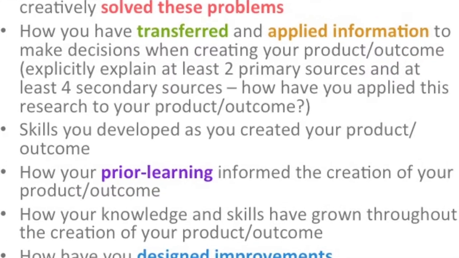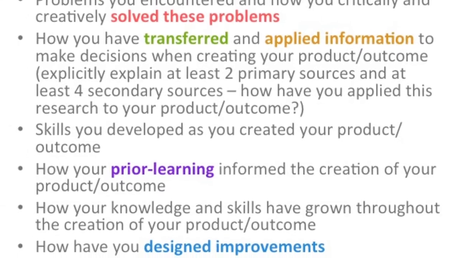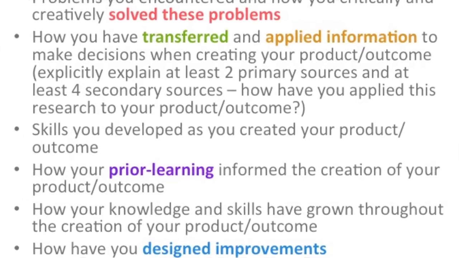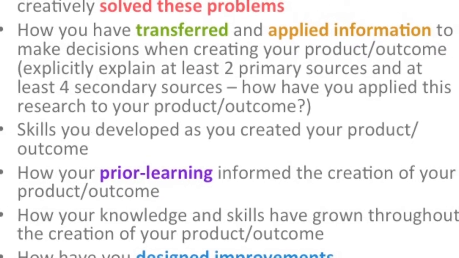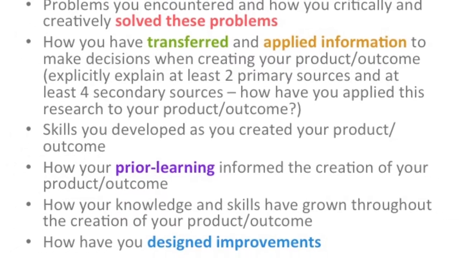Step 2. Demonstrate thinking skills. As you progress through creating your product or outcome, ensure you document the following in your process journal. This documentation will greatly help you when you write your personal project report. Problems you've encountered, how critically and creatively you solve these problems, how you've transferred and applied information to make decisions when you're creating your product or outcome.